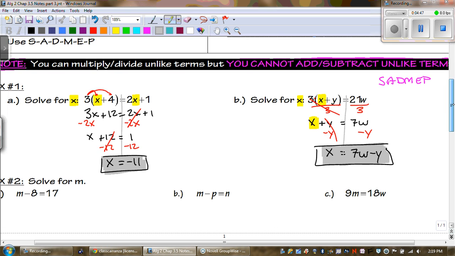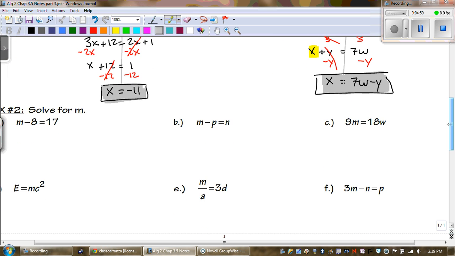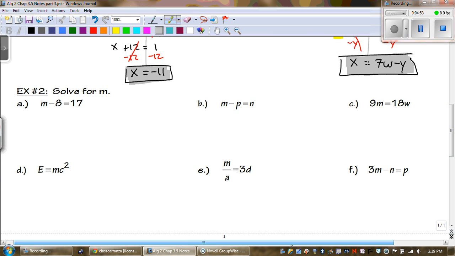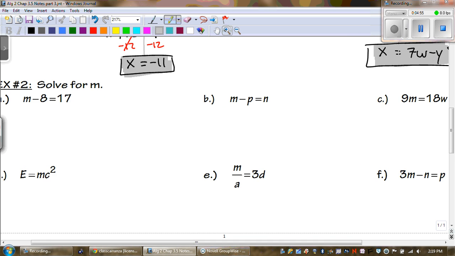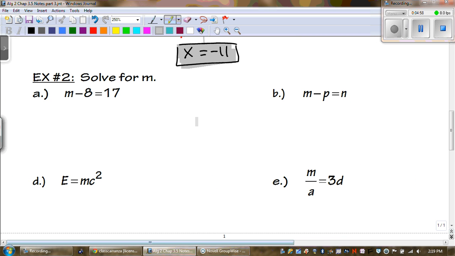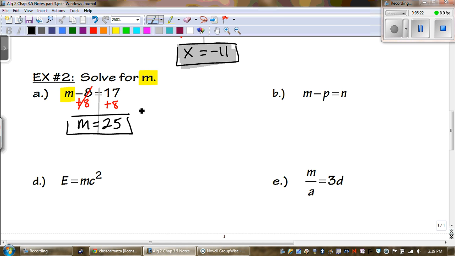All right. B was a hard one. The ones we're going to be focusing on down here, not so much. So, in all of the directions, it tells us to solve for m. So how do I solve for m in example A? We're subtracting 8, and we have to do the opposite. So I'm going to add 8 to both sides, and we get m equals 17 plus 8 is 25.